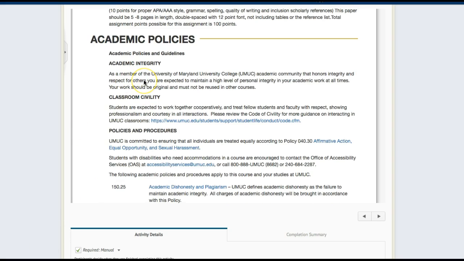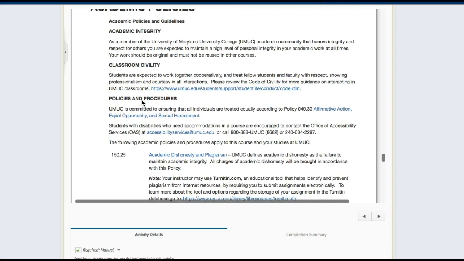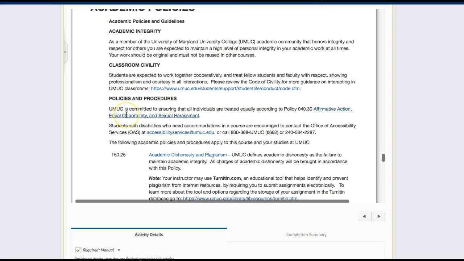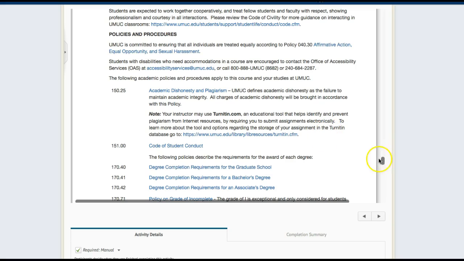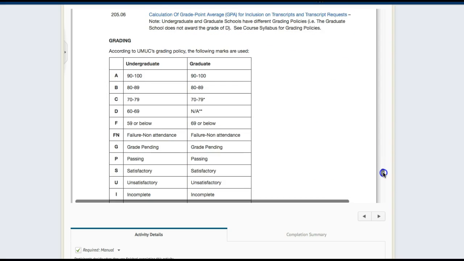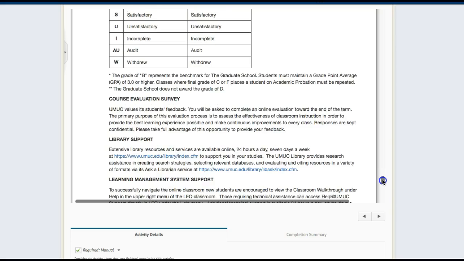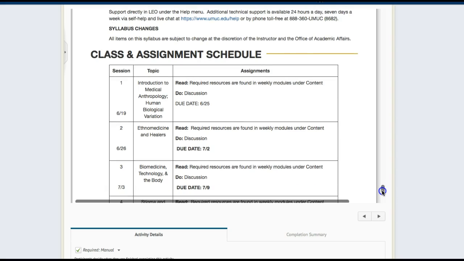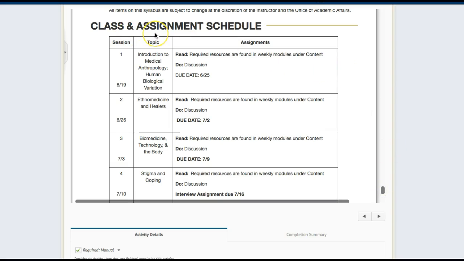So the remaining portion of our syllabus here outlines academic policy, academic integrity, the importance of being respectful to one another, the importance of classroom facility, as well as other policies and procedures. We also have grading information available for you here. So if you have any questions after you carefully review our syllabus as well as our class and assignment schedule, I encourage you to reach out to me.